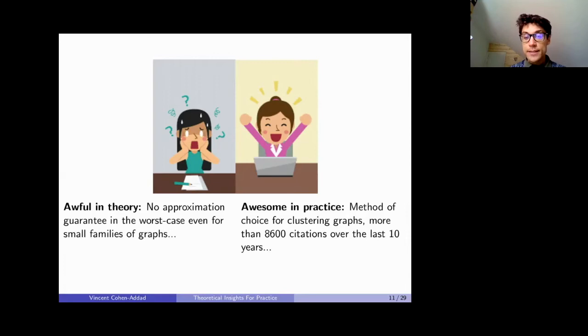But then in practice, it's surprisingly good. It's now one of the methods of choice for clustering graphs. The paper has now more than 10,000 citations. It's really something that is the baseline. If you come up with a new clustering algorithm for graphs, you should also compare. If you want to convince people to use it in practice, you will have to compare to this thing. So we have a big gap between what's happening in theory and what's happening in practice. There is a disconnect.